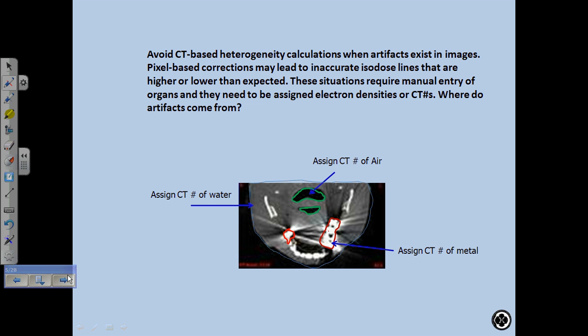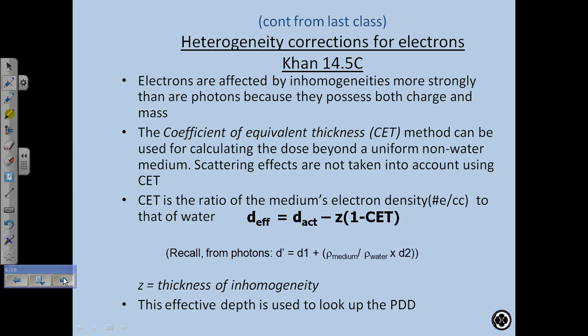And then lung, make sure you don't put minus 1,000 for lung, because lung does have some density. So also do a sample of CT numbers for lung if you have to assign lung.